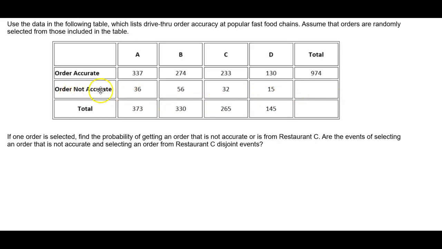When we add up the total row for order not accurate, we get 139. Now, when you add the total column or the total row, it's going to give us the total amount for the entire restaurant. So that means we get 1,113.